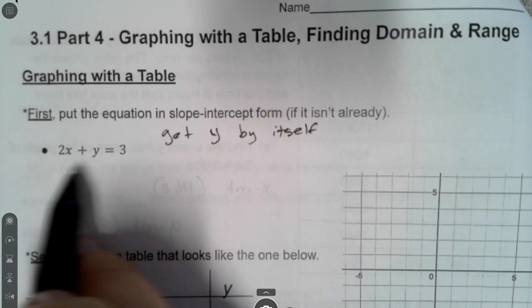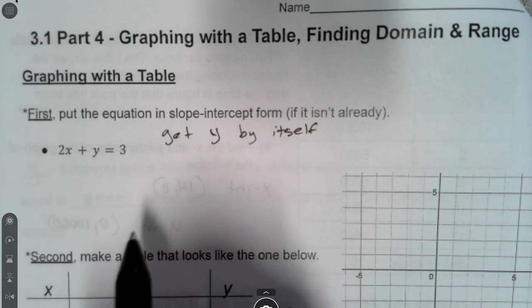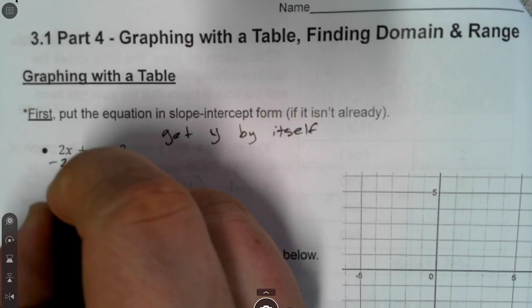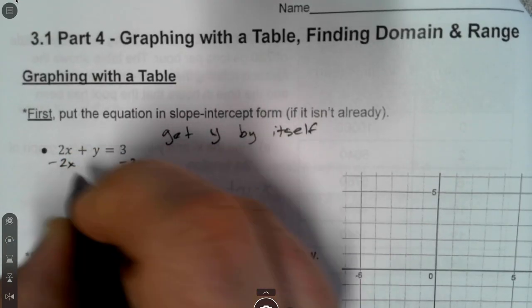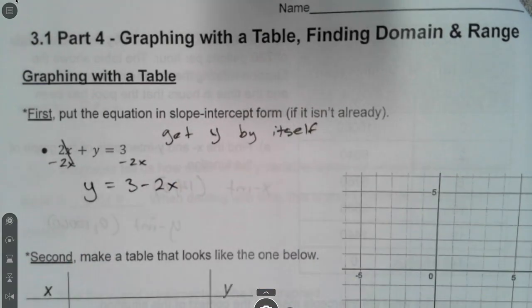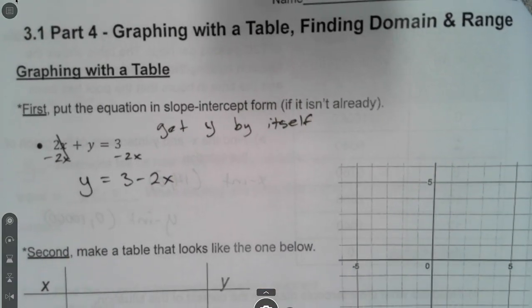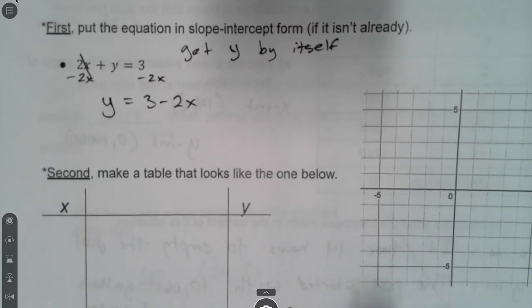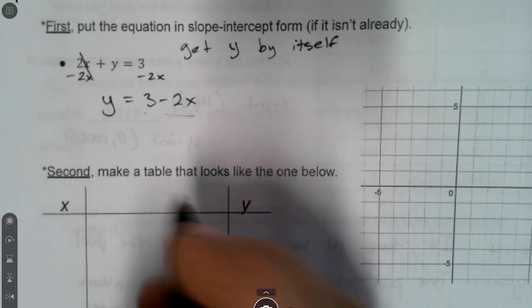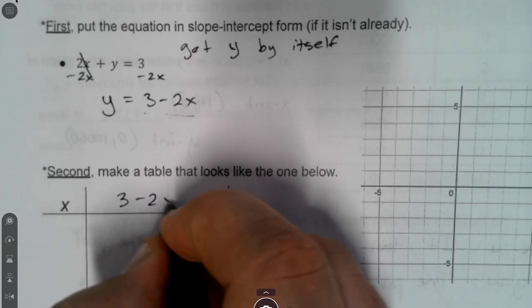So right now the y is being crowded by 2x, so that's in standard form, but that's not what we want right now. So we'll subtract the 2x over to this side. So we get y equals 3 minus 2x. Second, make a table that looks like this below. Okay, so in the middle here, we're going to put whatever y is equal to. y is equal to 3 minus 2x.